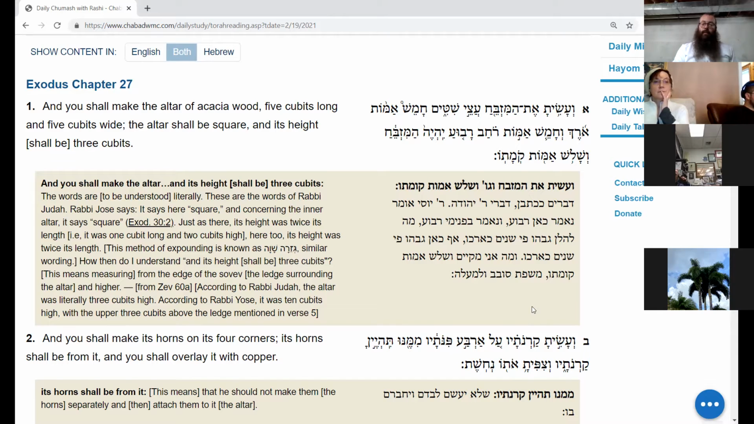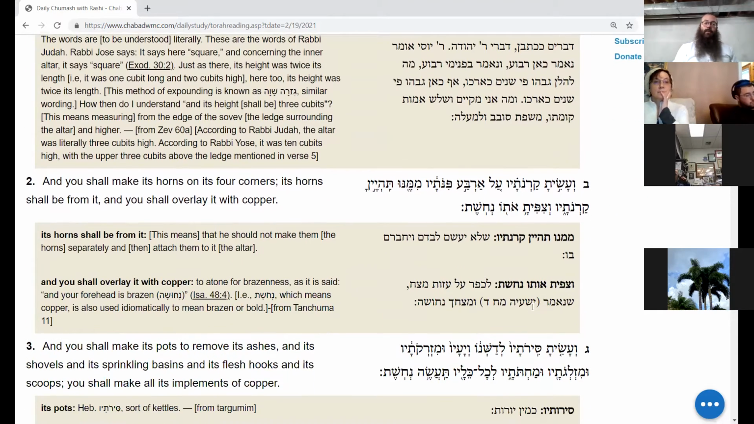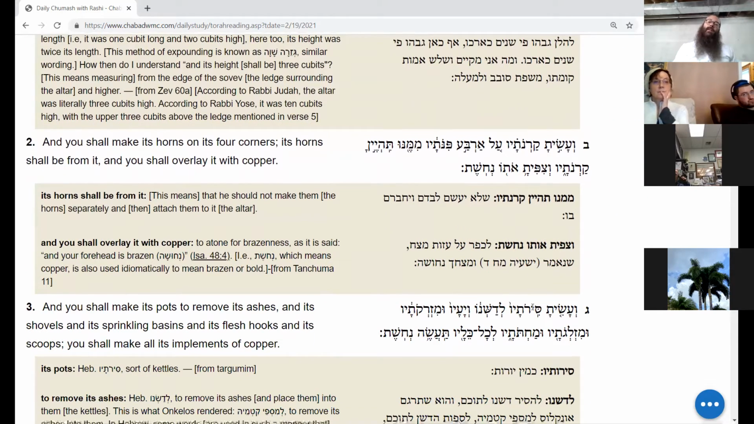Okay. Verse 2. You should make horns for the four corners of it. The horns should be part of the original copper that you're casting, that you're making it out of. Don't add on a lot of other stuff, like we learned with the menorah and the cherubs. We can't put it on after, connect the two pieces, solder them together. The original copper of the corners has to be made from the copper of the actual mizbeach, the altar itself. The horns should be from it.